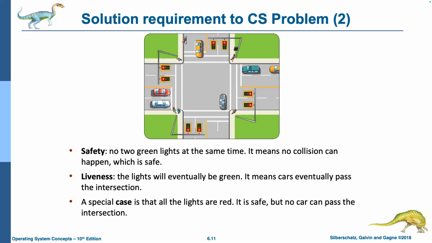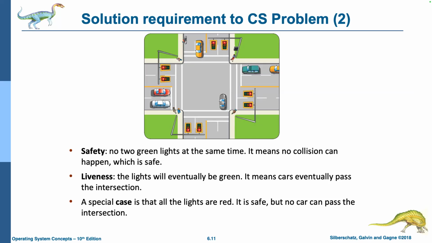Good. So when we discuss this, we call it safety. How about safety and liveness? Safety in this case means no 2 green lights at the same time, otherwise the collision happens. So it means no collision can happen. Safe. Liveness is that the lights will eventually be green, so it means that everybody can eventually pass the intersection.